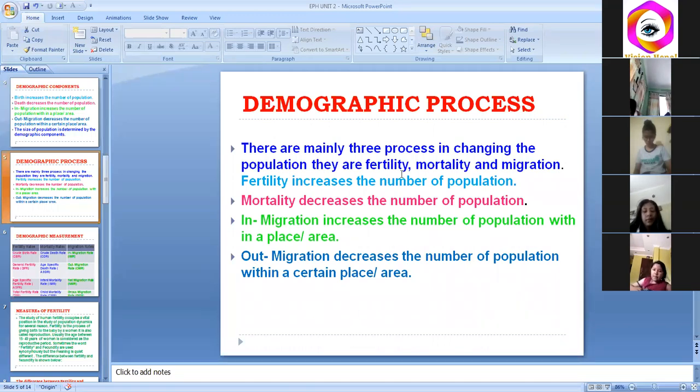That is the demographic process. Especially these three are responsible for changing the population size, population distribution, and population content. So you can also write this.